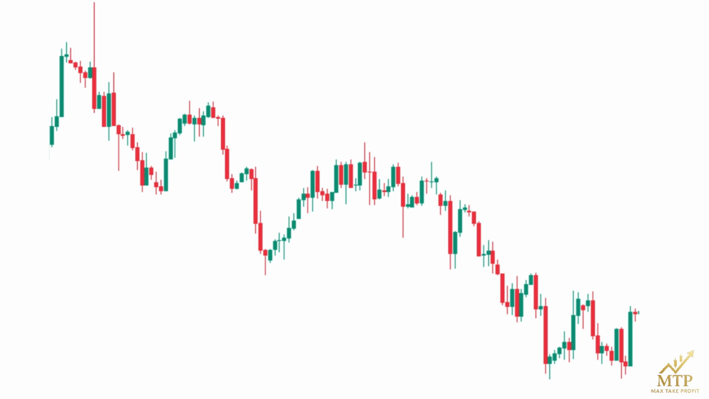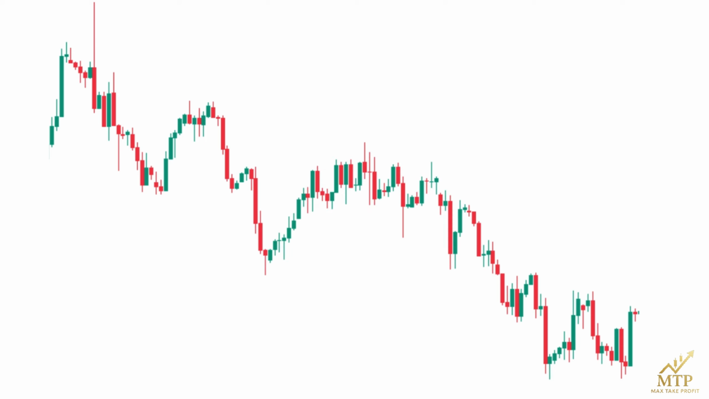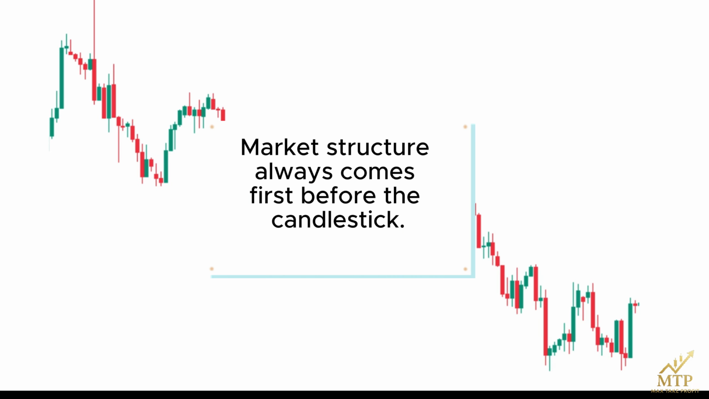2. Believing every candle is an entry signal. A bullish or bearish candle isn't automatically an opportunity. Many impulsive traders confuse a strong candle with a reliable signal. A candle is only meaningful if it confirms a key level. 3. Trading against the trend just because a reversal candle appears. Hammers, engulfing candles, all of these are powerful, but if you trade them against a very strong trend, you're putting yourself in unnecessary danger. Market structure always comes first, before the candlestick.